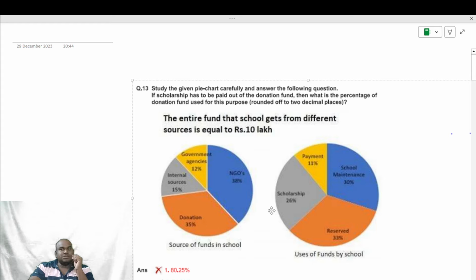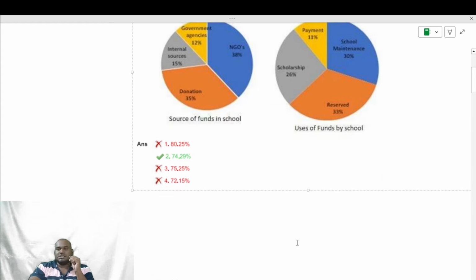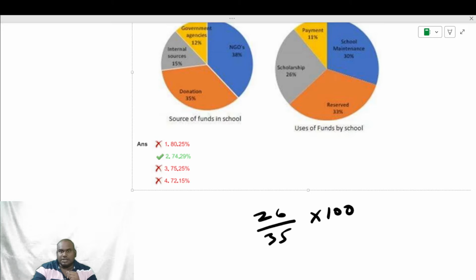Now he is asking if scholarship has to be paid out of the donation fund, then what is the percentage of donation fund used for this purpose? It means total percentage of donation is 35 out of 10 lakhs, and total percentage of scholarship is 26% out of 10 lakhs. So 26 out of 35 is how much percent? That is what he is asking. So 26 divided by 35 into 100. What would it be?